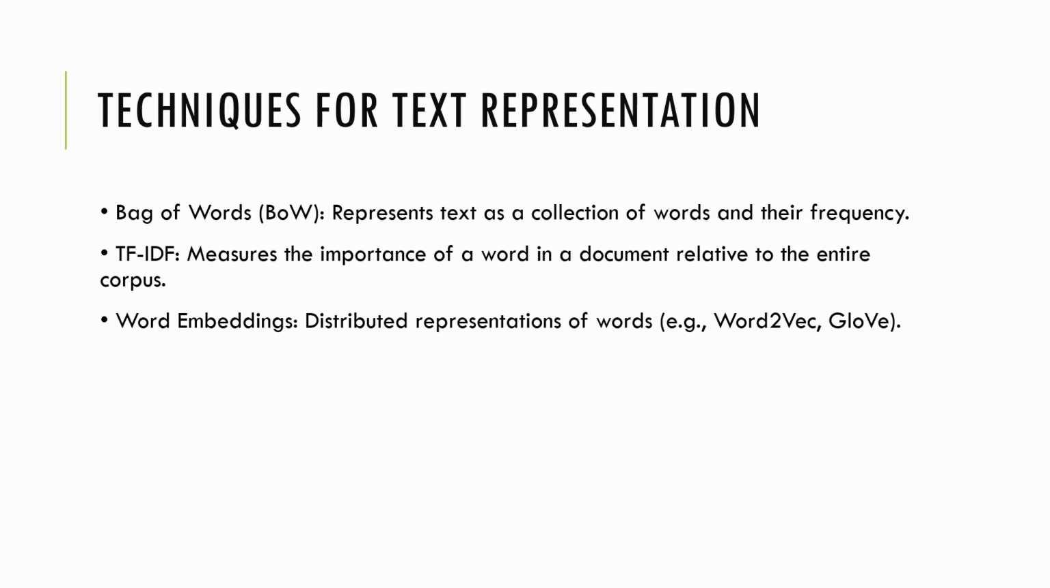There are several ways to represent text data numerically for machine learning models. Bag of words (BOW) is a simple approach where we count the frequency of each word in the document. Another technique is TF-IDF, which gives more weight to words that are important to specific documents but rare across all documents. Finally, word embeddings like word2vec and GloVe represent words in dense vectors and capture semantic meaning based on context.